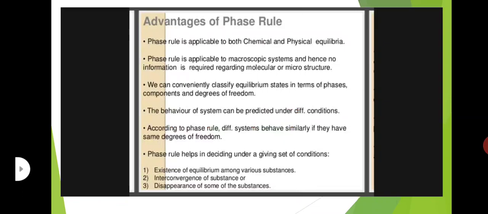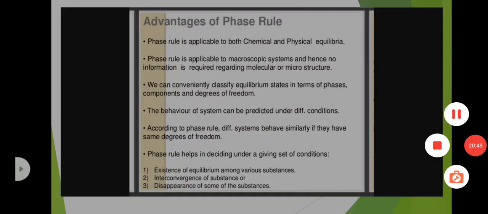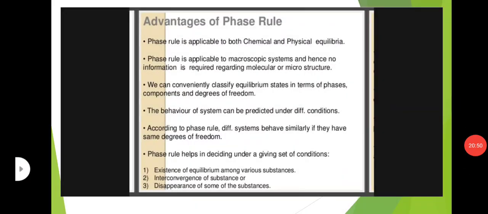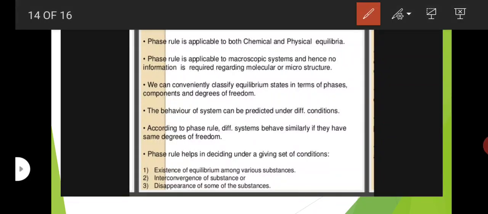Okay, next is the advantages of phase rule. Phase rule is applicable to both chemical and physical equilibria. Okay, what is the first advantage here? Phase rule is applicable to both the chemical and physical equilibria. Phase rule is applicable to macroscopic systems, and hence no information is required regarding molecular or microstructure. Okay, this phase rule is also applicable to macroscopic systems. Okay, here no information is required regarding molecular and microstructures.